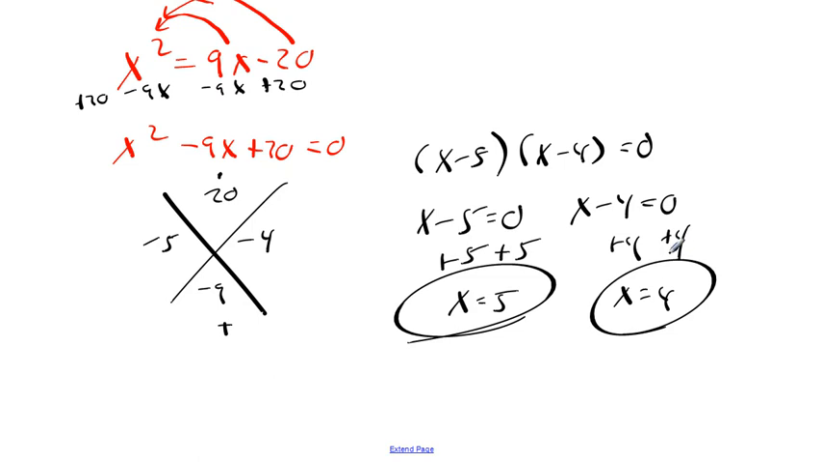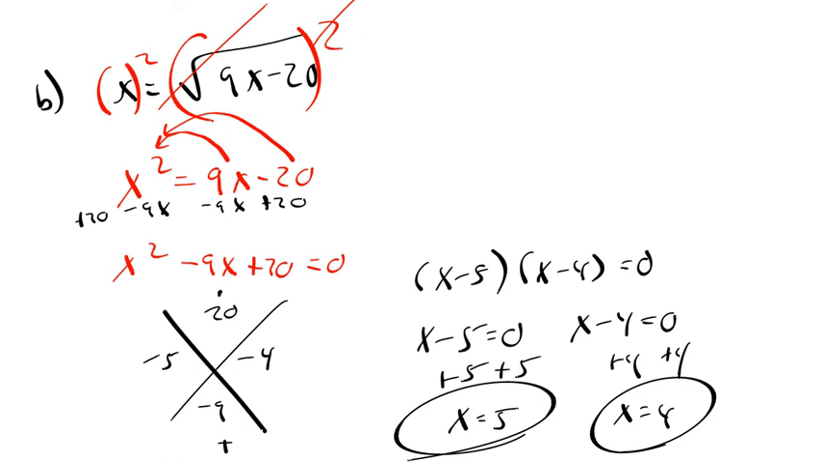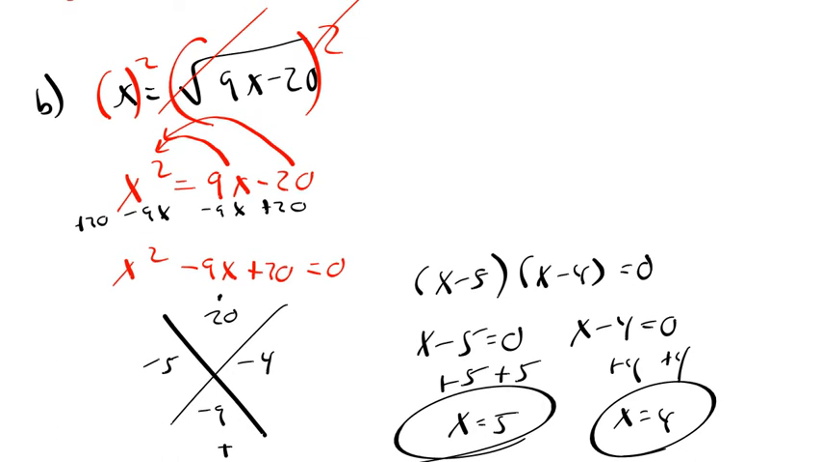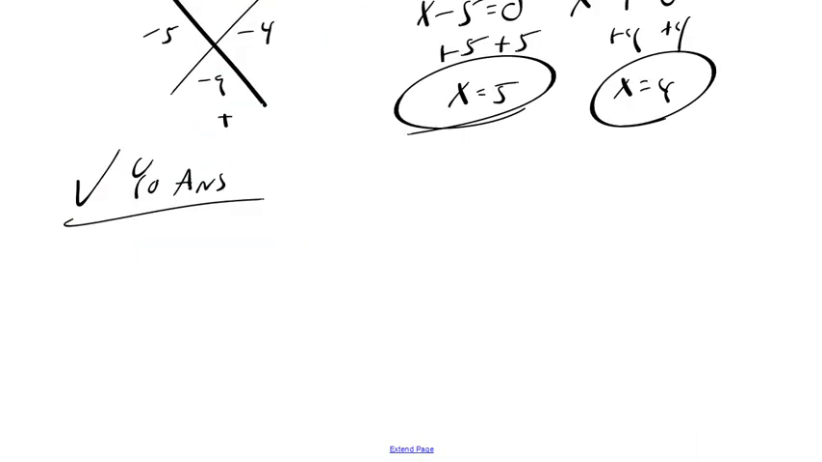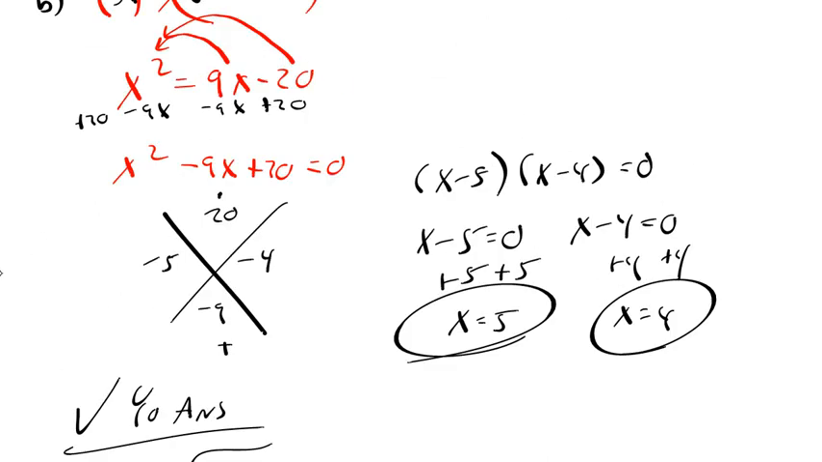But before we get all crazy like, yeah, whoop, there it is, we need to check our answers. We need to check your answer. We're going to plug it back into the original equation, which was right here: x equals the radical 9x minus 20. Okay, so let me write that down here. x equals radical 9x minus 20. Make sure that's correct there.